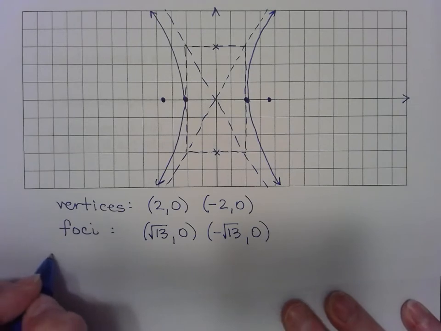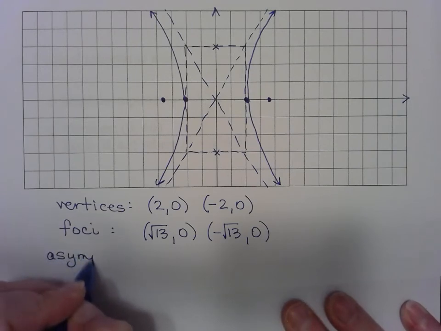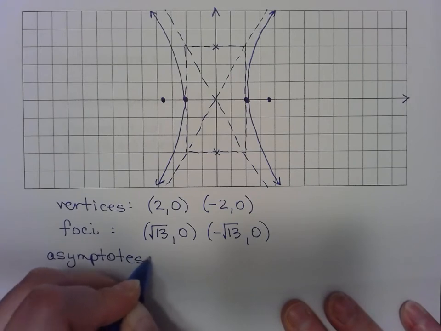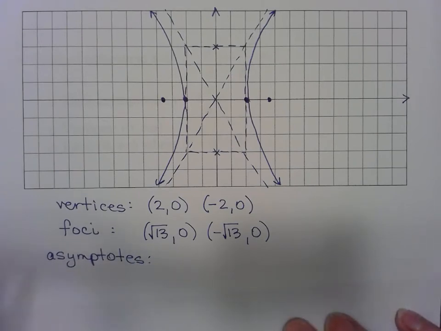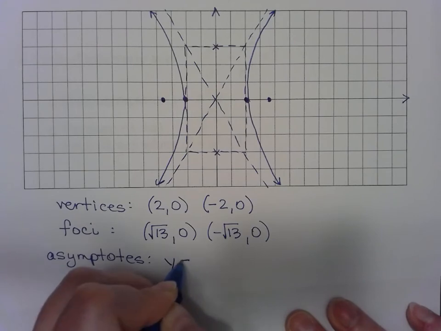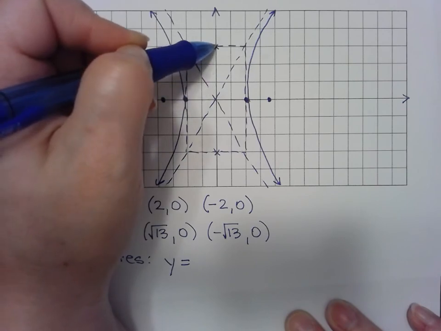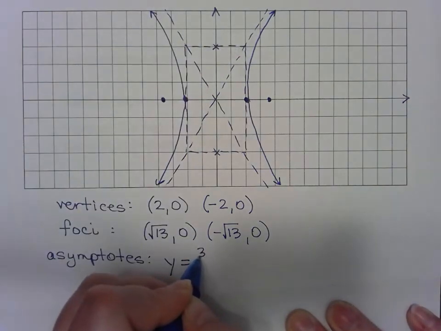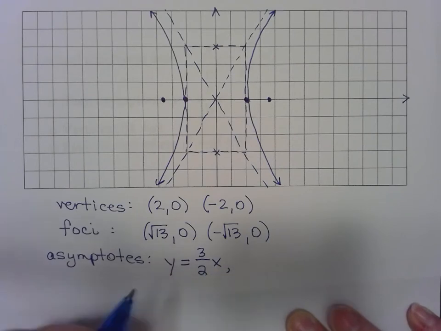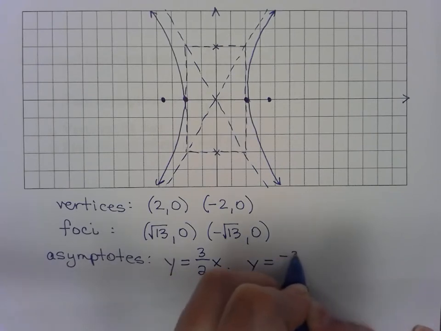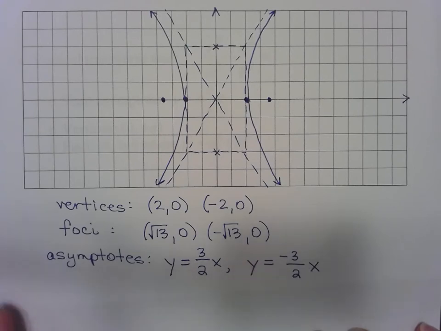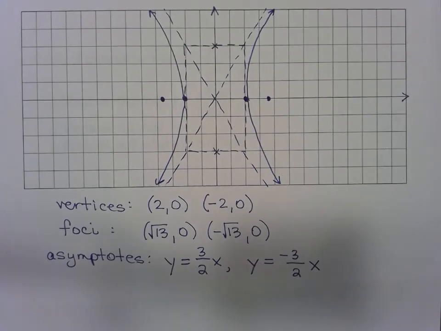Okay, and then we need the asymptotes. These are an equation of a line, so it'll be y equals, and we're going to do the rise over the run, so 3 over 2 x and negative 3 over 2 x. All right, so this is a hyperbola. Let's try one more.